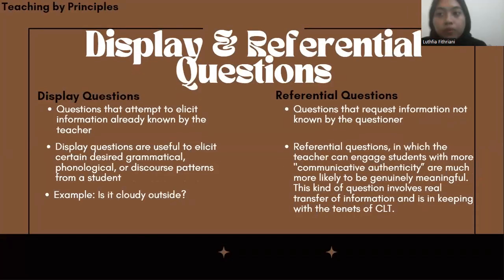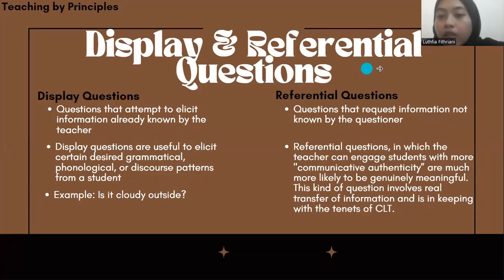There are two types of question, display question and referential question. What is the difference? A display question is a question that attempts to elicit information already known by the teacher. Display questions are useful to elicit certain desired grammatical, phonological, or discourse patterns from a student. For example, the teacher asks a student, is it cloudy outside?